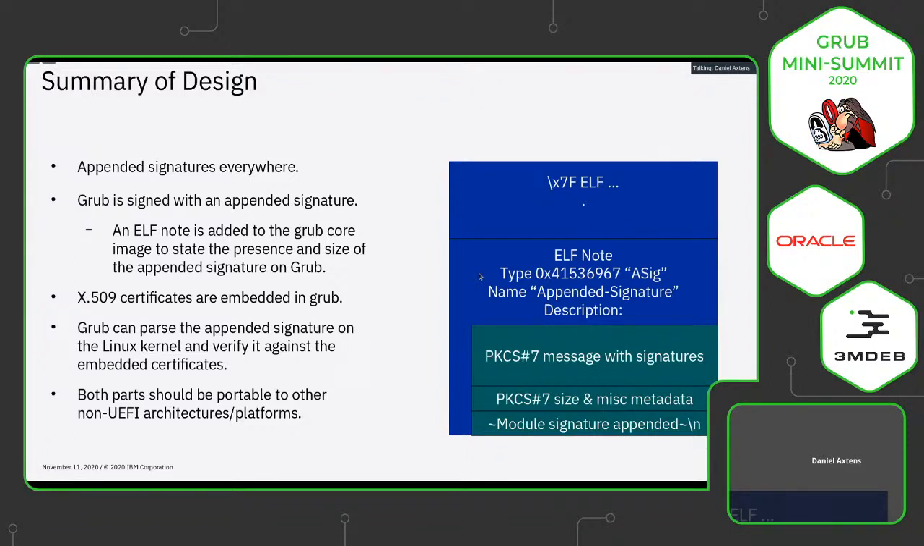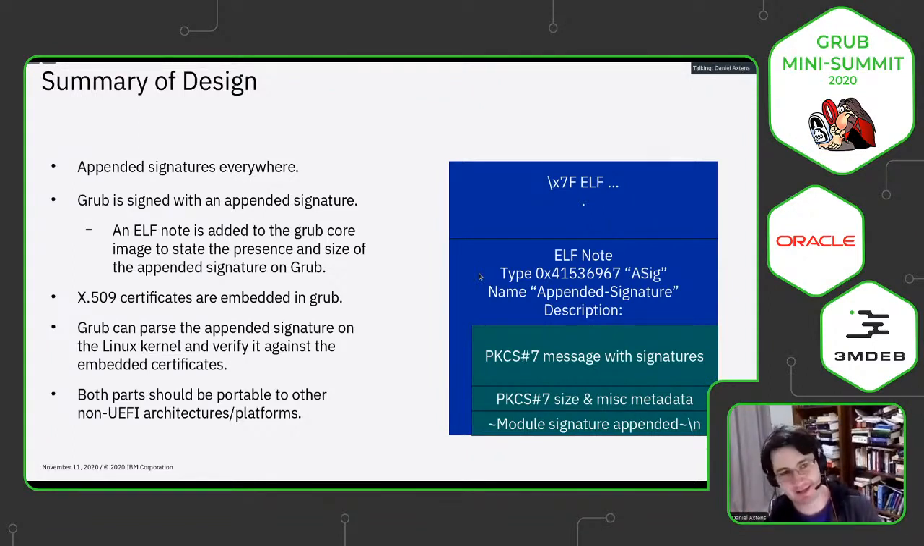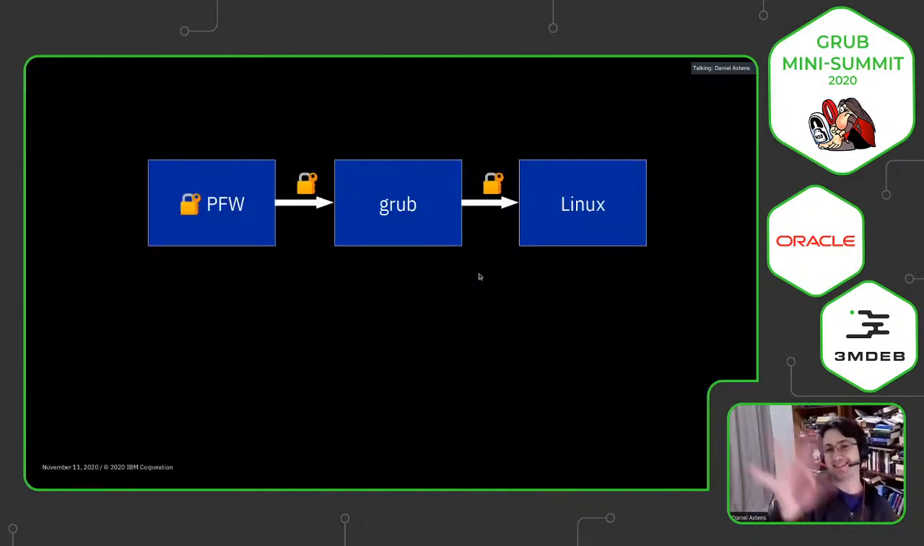The summary of the whole design is basically appended signatures everywhere. So we say that Grub is signed with an appended signature, and we add an ELF note to the Grub core image to tell firmware that there is an appended signature and where it should look to find it. Then we say we can embed X509 certificates in Grub. Grub can parse the appended signature on the Linux kernel and verify it against the embedded certificates. I've talked about all of this in the context of PowerPC, but there's nothing especially PowerPC specific about it, and it should be portable to other platforms if anyone particularly wants to. And so that should give us a working secure boot chain where firmware verifies Grub and Grub verifies Linux.